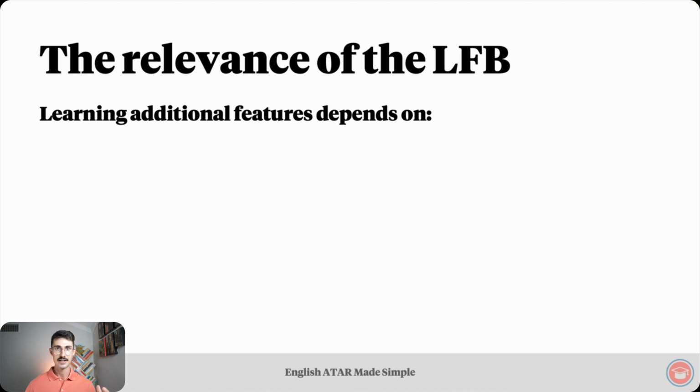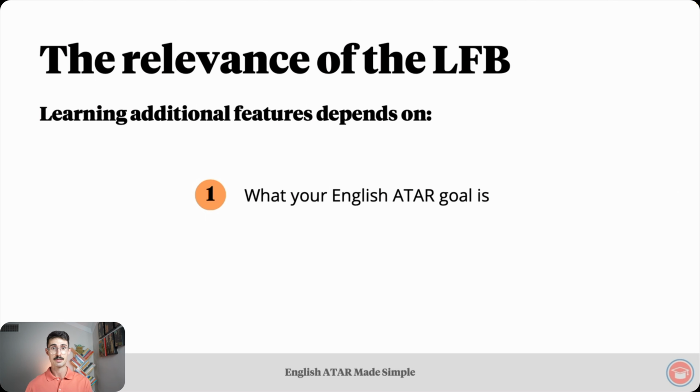There are 70 star features, 150 language features in total in the Language Features Bible. What should you do with those, if anything? Learning the additional language features that don't have a star next to them depends on, firstly, what your English ATAR goal is. For instance, if your goal is to get an overall scaled mark of, say, 55% in English ATAR, you'll be fine just learning the star features. If, on the other hand, your goal is to get an overall scaled score of, say, 80%, you'll want to learn the additional features.